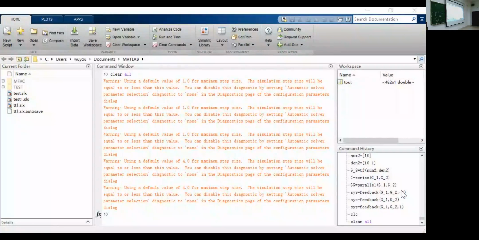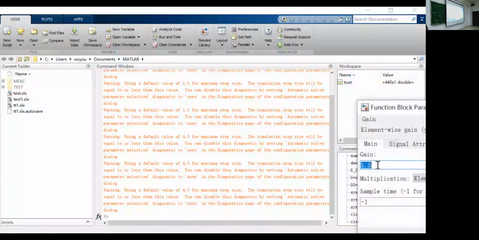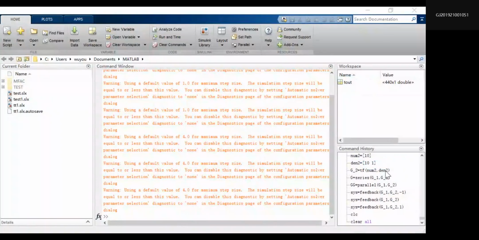Let's try 1.5. Still unstable, so this is not okay. Then you should decrease the value, maybe 0.5, to see. See here, with 0.5 it just overshoots, but the final value is lower than 500.